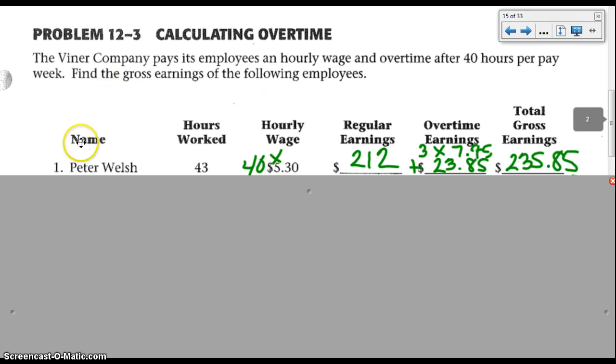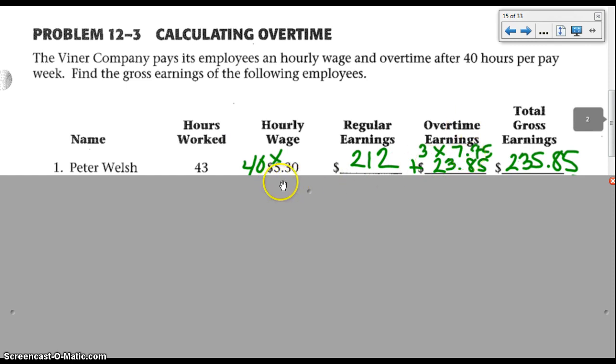So here we're calculating overtime for Peter. He's worked 43 hours. We know that 40 hours is going to be times his hourly wage, and then he's got 3 hours of overtime. To calculate his regular earnings, we're going to take his 40 hours times his hourly wage of $5.30 to get $212.